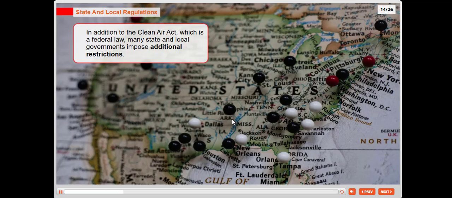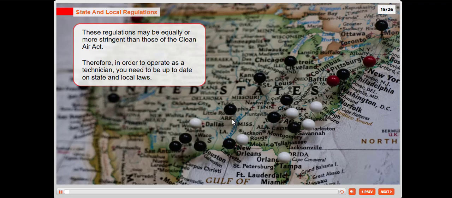In addition to the Clean Air Act, which is a federal law, many state and local governments impose additional restrictions. These regulations may be equally or more stringent than those of the Clean Air Act. Therefore, in order to operate as a technician, you need to be up to date on state and local laws.